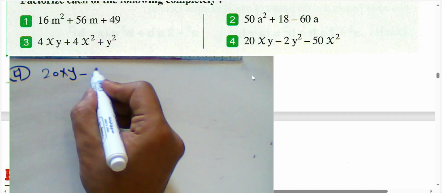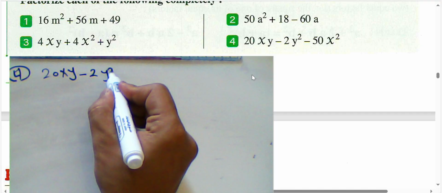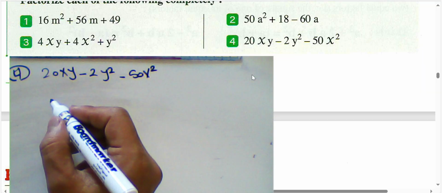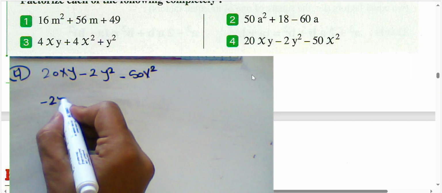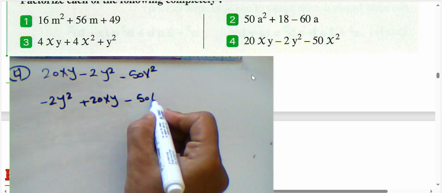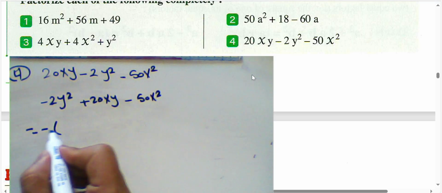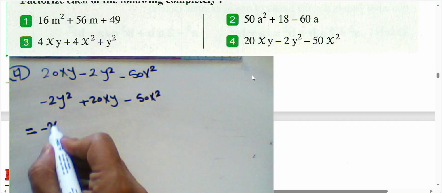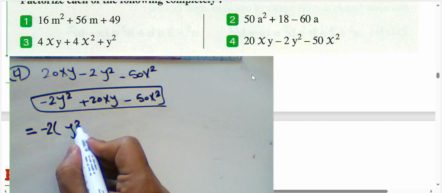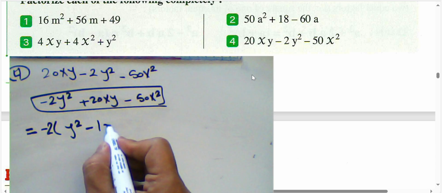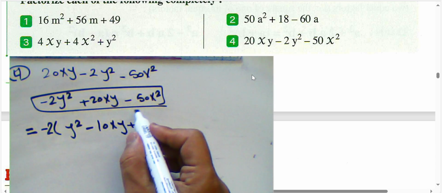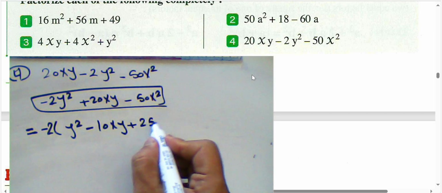We have 20xy minus 2y power 2 minus 50x power 2. First step, we must arrange: negative 2y power 2 plus 20xy minus 50x power 2. We can factor out the negative 2 as a common factor between the three expressions. It will be y power 2, 20 divided by negative 2 is negative 10, and negative 50 divided by negative 2 is positive 25.